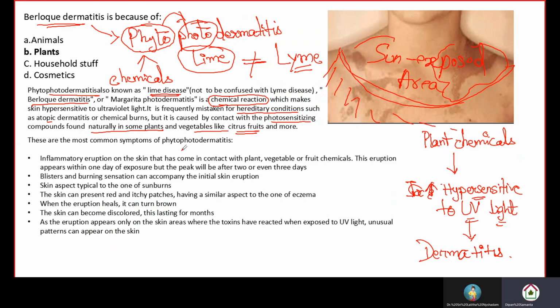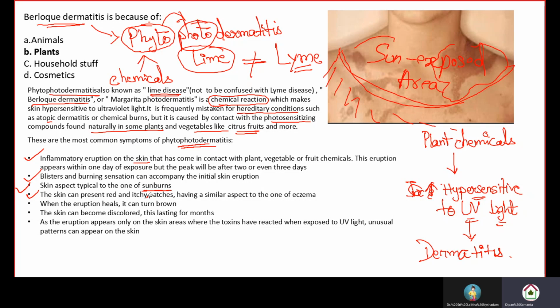These are the most common symptoms of phytophotodermatitis: inflammatory eruptions on the skin, blisters and burning sensation, skin aspect typical of sunburn. It looks like sunburn. Actually, sunburn also occurs due to ultraviolet, a type 4 hypersensitivity reaction to UV rays. Next, the skin can present red, erythematous and itchy patches. If the eruption heals, it can turn brown.